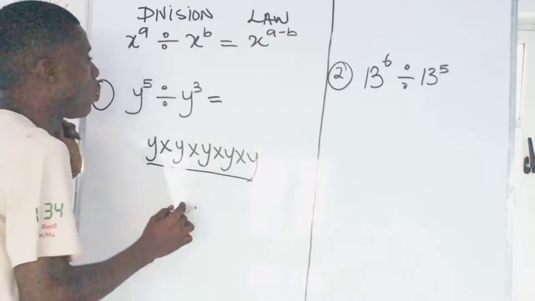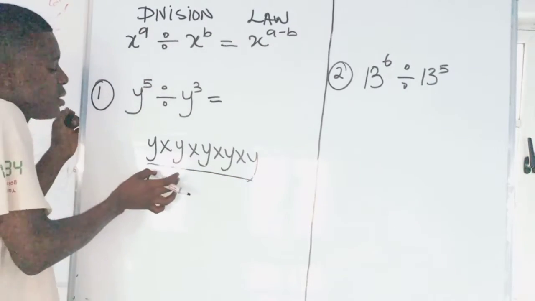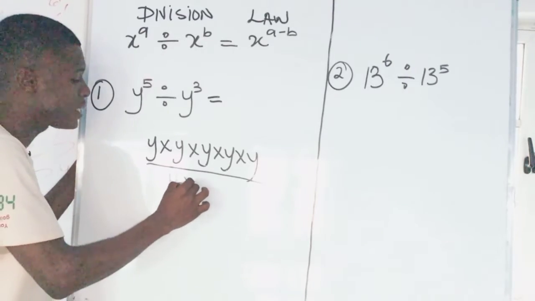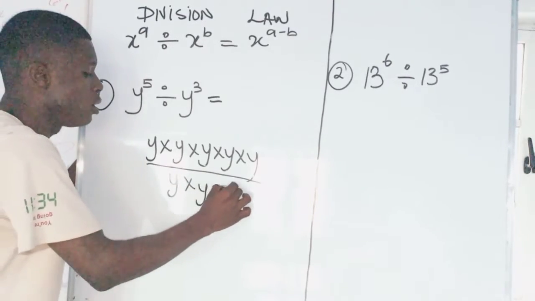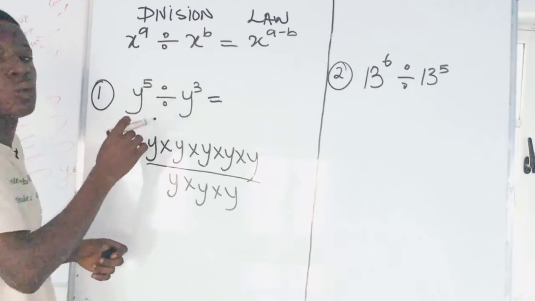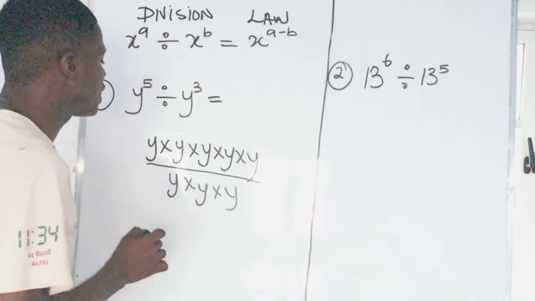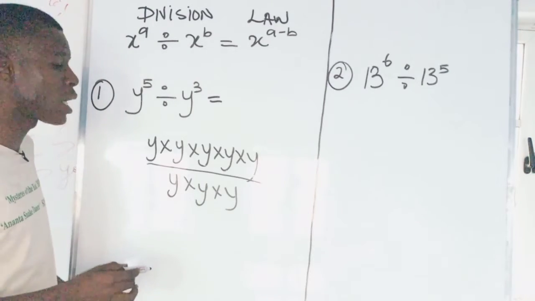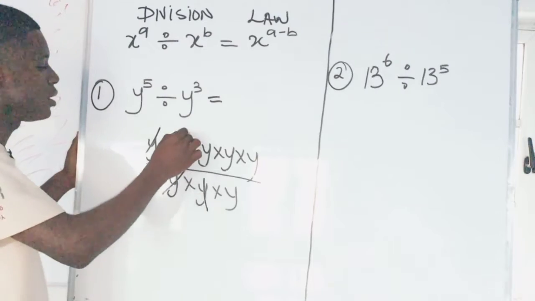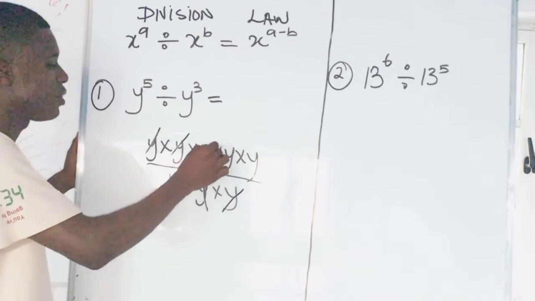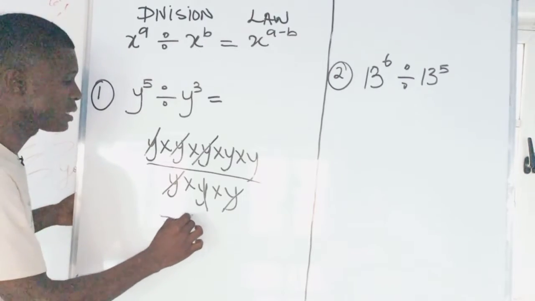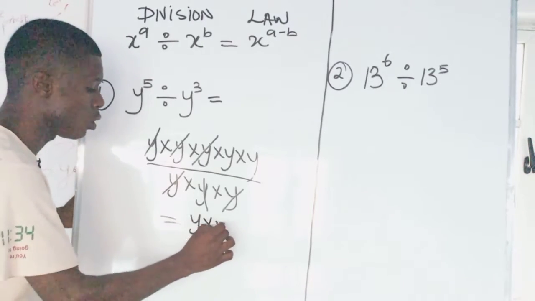Then we have another one, y raised to power 3. This is divided by y raised to power 3. So I have y times y times y. This represents the question we have on the board. At this point, we use our simple way to cancel out y. This divides this, this divides this, this divides this. How many y's are remaining? I have y times y.